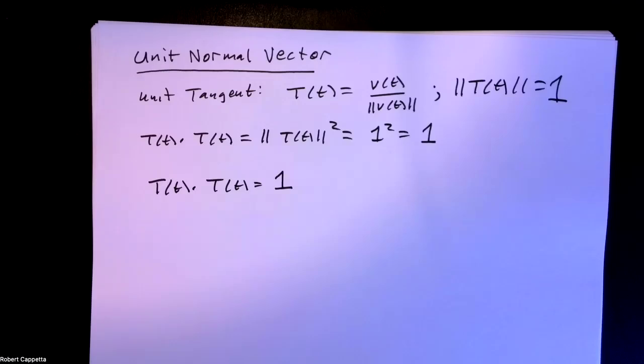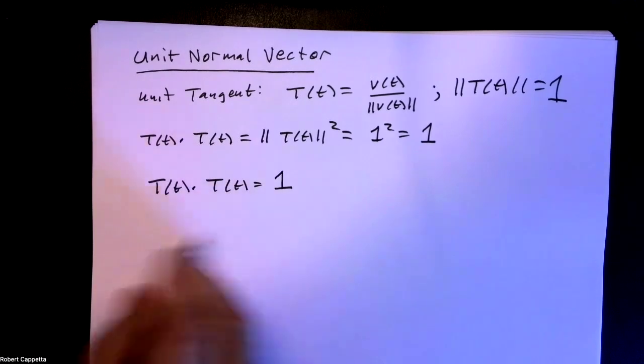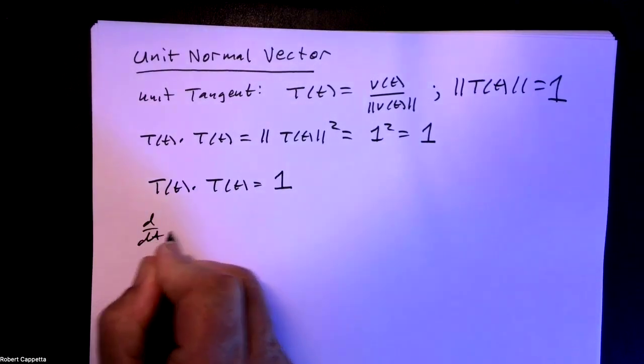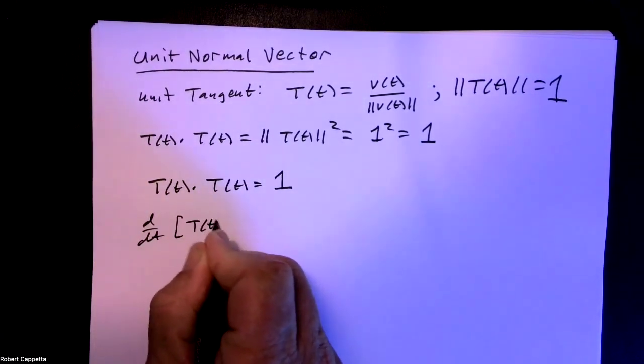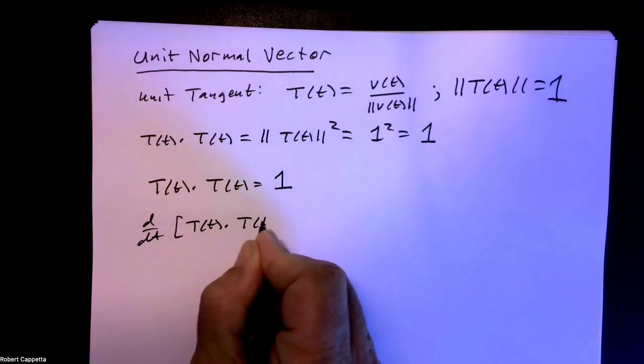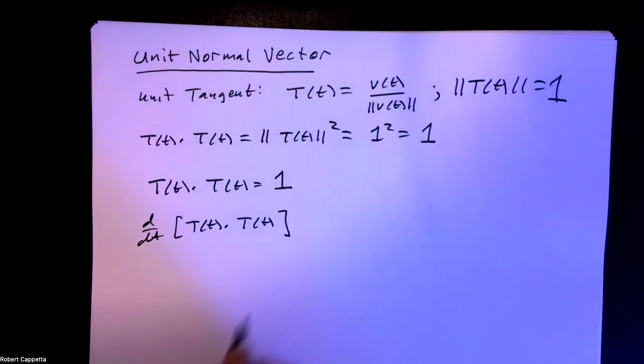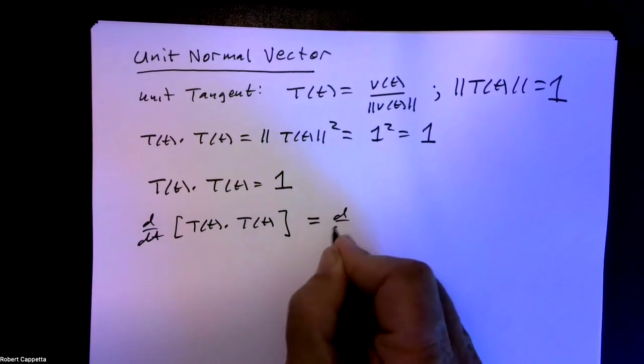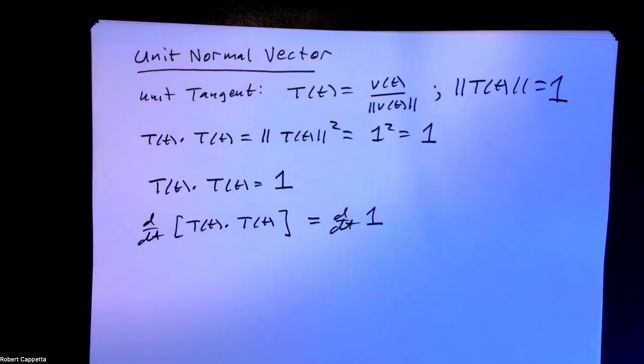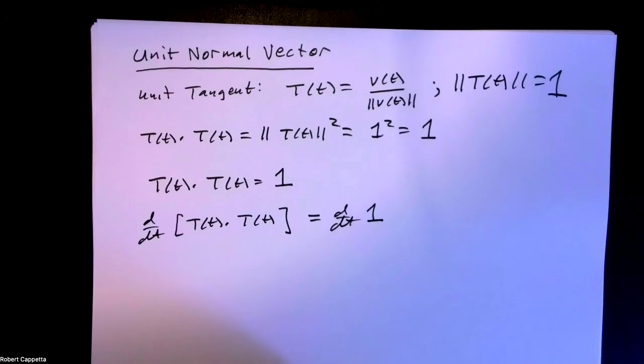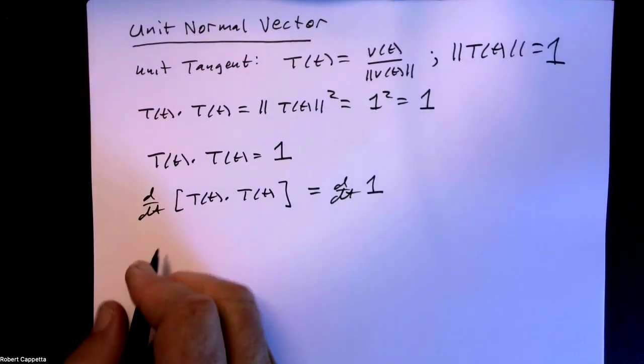And recall that two vectors are orthogonal if the dot product is 0. So how does that help me? How can I get there? Well, what I'm going to do here is I'm going to take the derivative with respect to t of both sides. The derivative with respect to t of T dot T is going to equal the derivative with respect to t of 1. Now, the derivative of a dot product works exactly the way that you would want it to work. Namely, it behaves like the product rule from calculus 1.